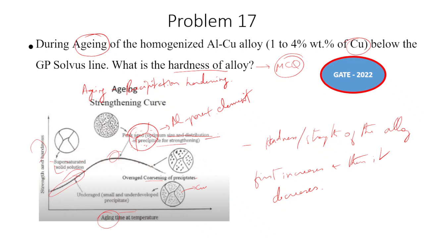Yes. GP solvers, actually GP, it's Guinier-Preston zones. Yeah.